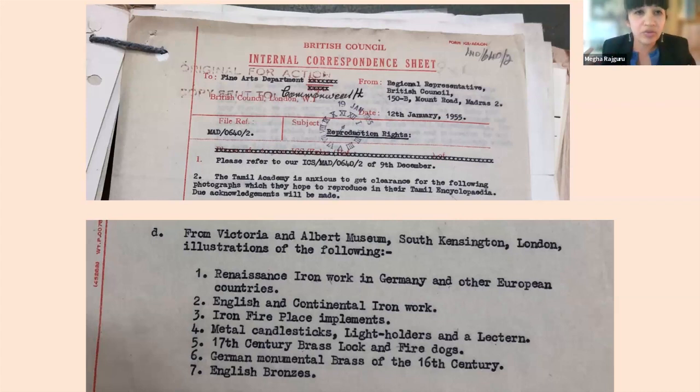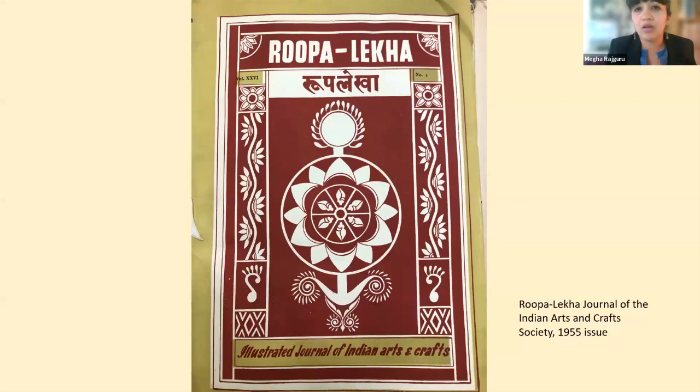So you can see through these requests that the British Council is acting as an intermediary to shape understandings of what Britain has to offer. So there's a very subtle educational, but also a diplomatic practice that we see here.